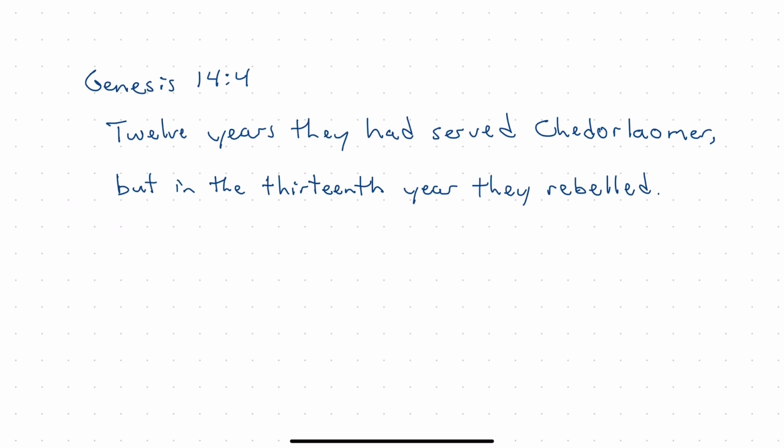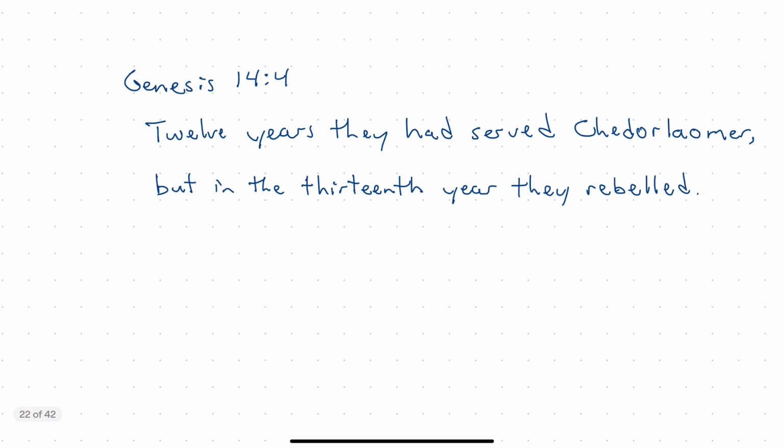And in looking for a key word that's going to help us to determine the relationship, we have the word but right here. 12 years they had served Chedorlaomer, but in the 13th year they rebelled. So that points us toward the relationship of alternative. So let's define our propositions.